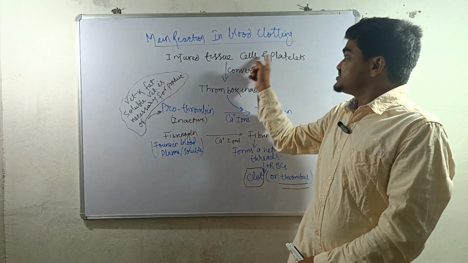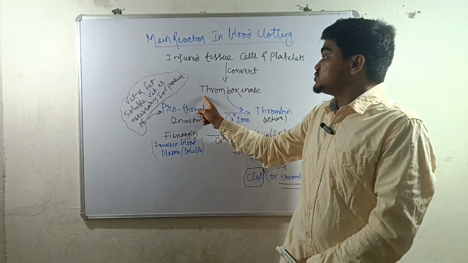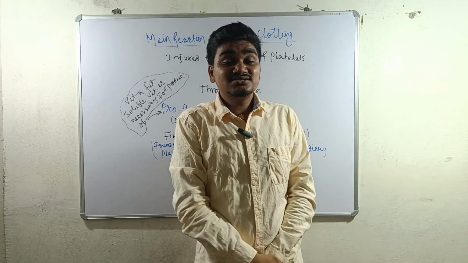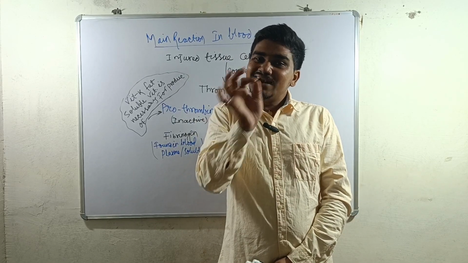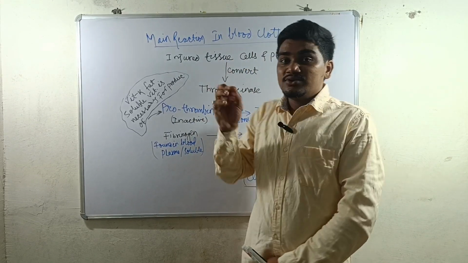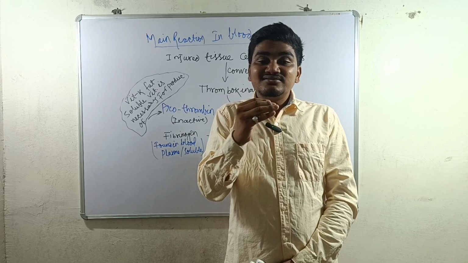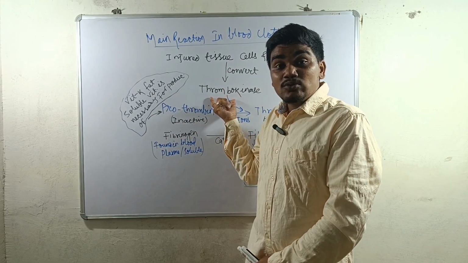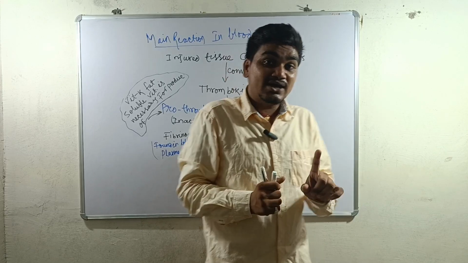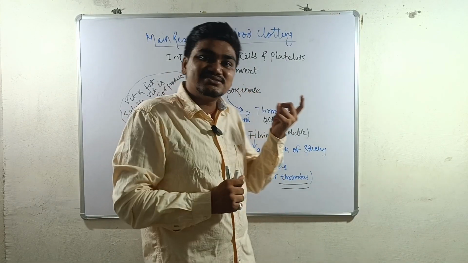Injured tissue, cells and platelets convert into thrombokinase. Means in the area where I got injured, the injured tissue and platelets get converted into thrombokinase. And if it gets converted into thrombokinase, then our first process starts.